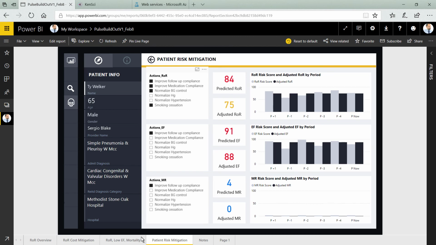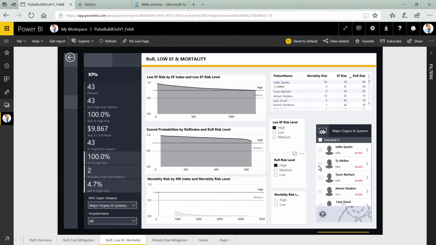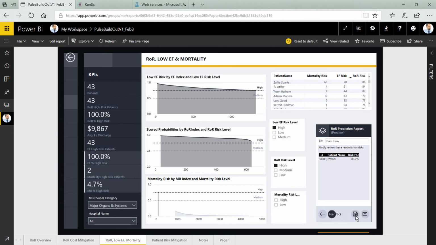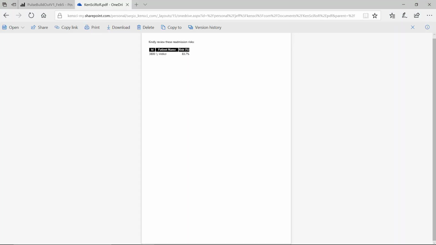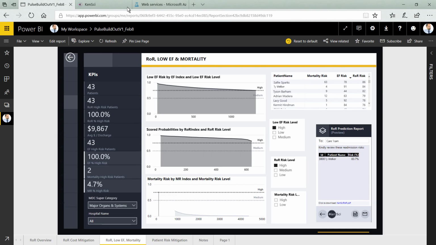Right from here, Sergio can leverage built-in Power Apps capabilities to share his findings about high-risk patients with care team members, saved to a HIPAA-compliant document hosted on OneDrive. He sends the report, ensuring care team members have the insights they need to work with Ty toward a more heart-healthy life.